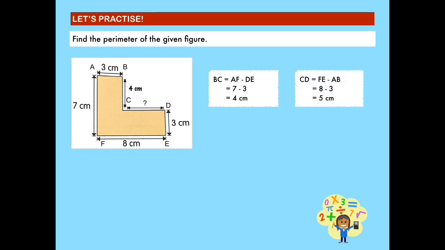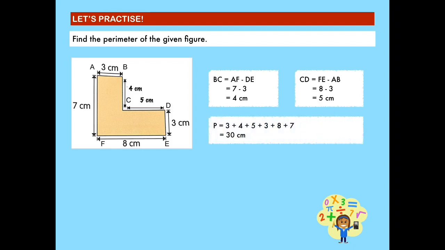Next, let's find out line CD. Line CD together with line AB is the same length as line FE. To get line CD, we subtract line AB from line FE. So 8 minus 3 is equal to 5 centimeters. We say that the length of line CD is 5 centimeters.